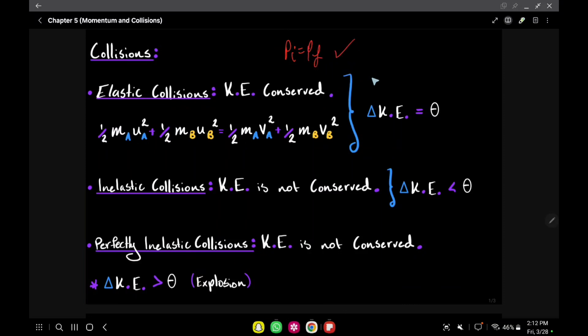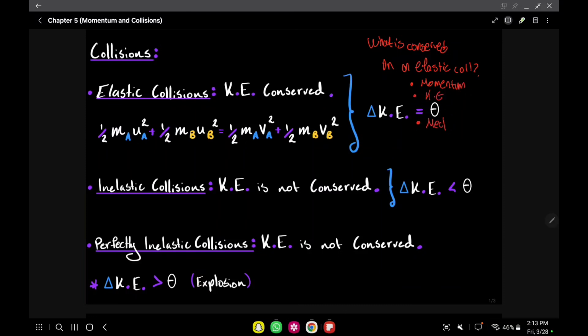What else is conserved in an elastic collision? Mechanical energy. I remember it came one time in the exam. What is conserved in an elastic collision? The three answers were momentum, kinetic energy, and mechanical energy. Okay, very easy. Many people didn't put mechanical energy, they just put these two, which I would understand.